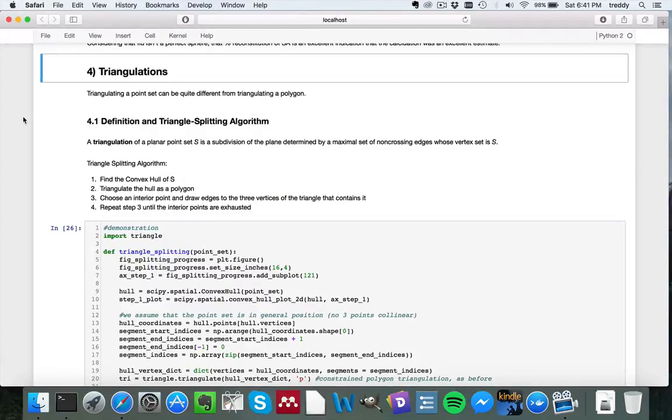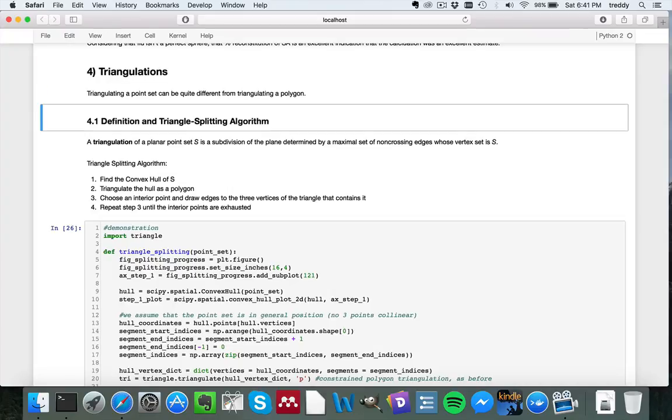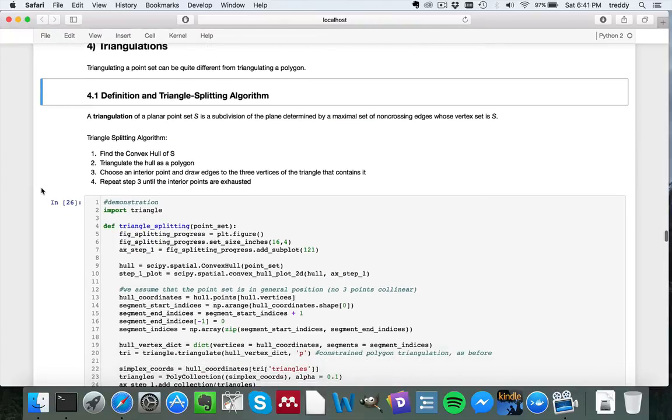So we now move on to triangulations of point sets. And as you'll see, these triangulations can be a bit different from the triangulations of polygons proper. But actually, the first thing we're going to look at, which is the triangle splitting algorithm, actually triangulates a polygon as part of the process.